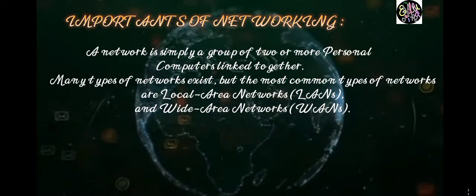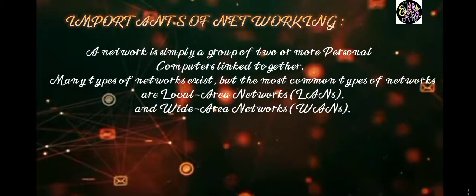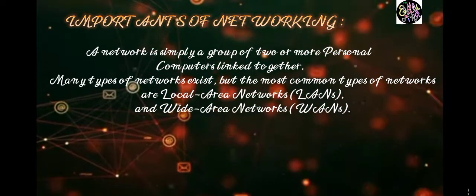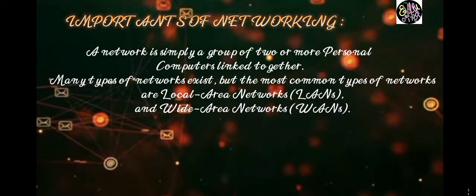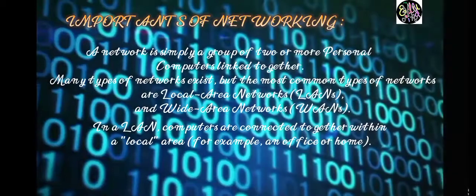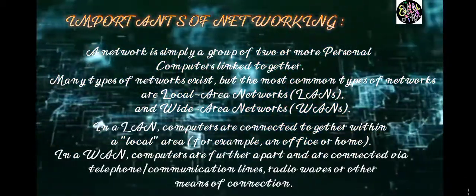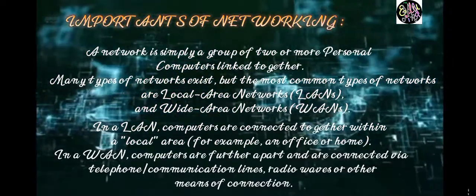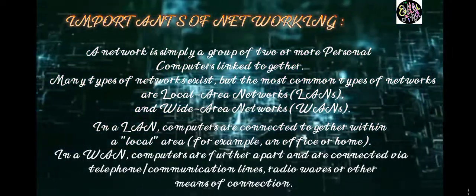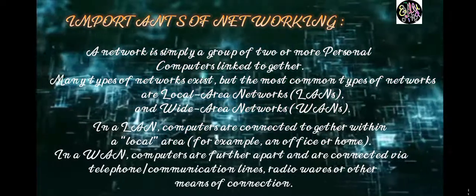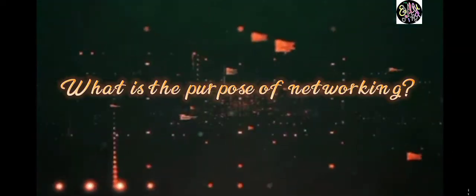Many types of networks exist, but the most common types of networks are local area networks (LANs) and wide area networks (WANs). In a LAN, computers are connected together within a local area, for example, an office or home. In a WAN, computers are further apart and are connected via telephone or communication lines, radio waves, or other means of connection. What is the purpose of networking?